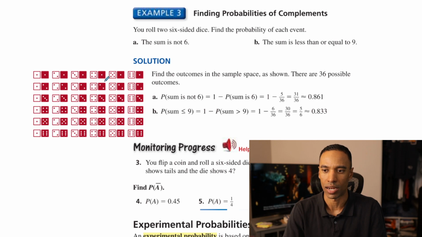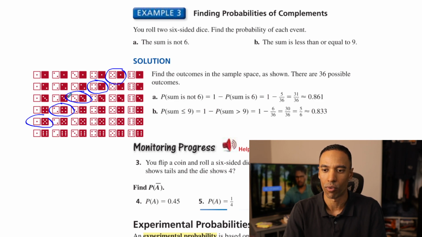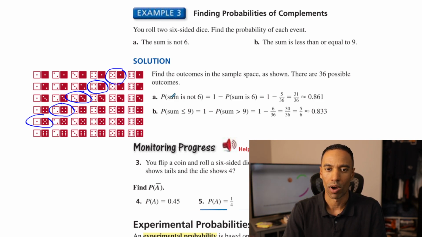So it's probably easier to do that. What are different ways to get a sum of 6? 1 and 5, 2 and 4, 3 and 3, 2 and 4, 1 and 5. I should have said 5 and 1, 4 and 2, 3 and 3, 2 and 4, 1 and 5. So there are 5 different ways you can do that.